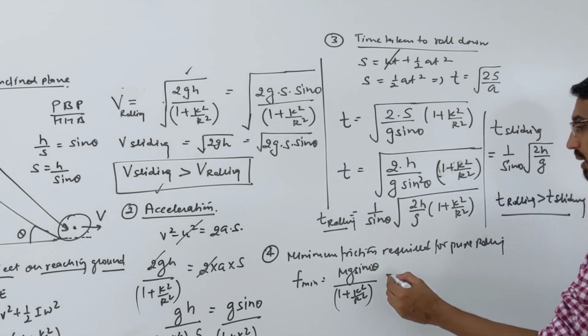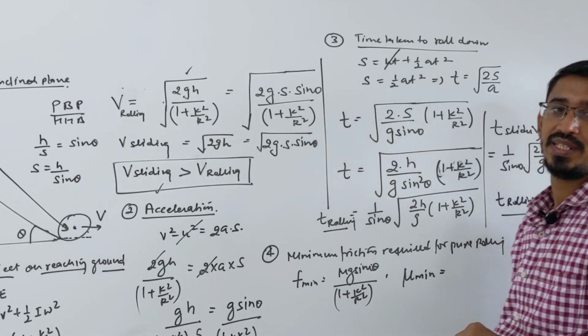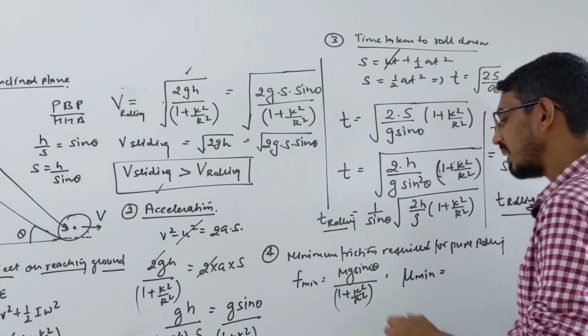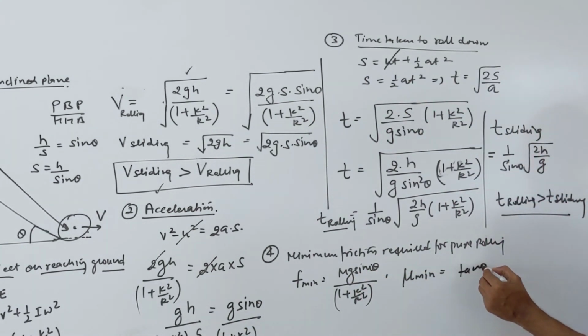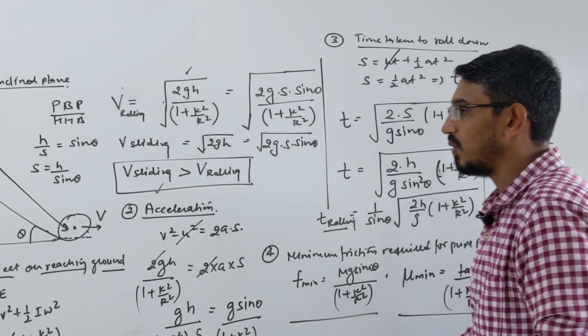Same if they ask the minimum value of mu, the coefficient of friction, how much minimum we need. Remember last time, in the case of sliding in Newton's laws, mu is equal to tan theta. Here also the same, it comes as tan theta by the same term, 1 plus k square by r square, thus the minimum coefficient of friction we need for pure rolling.